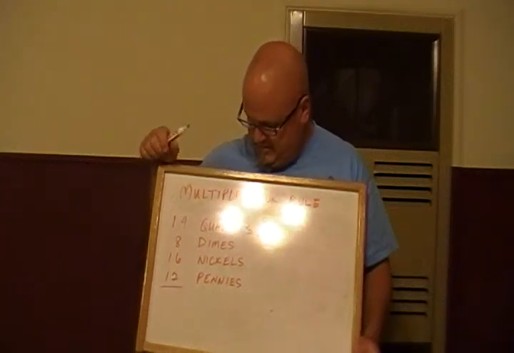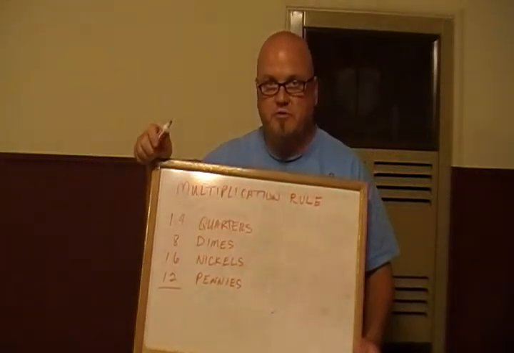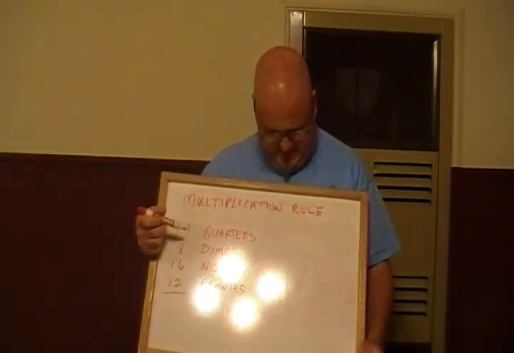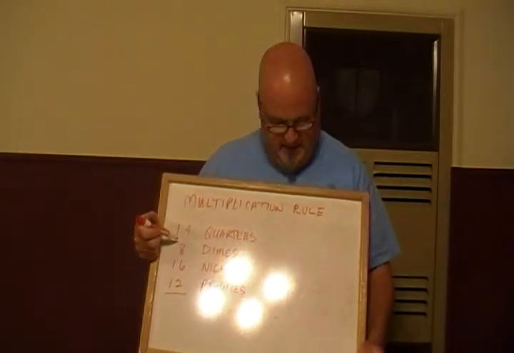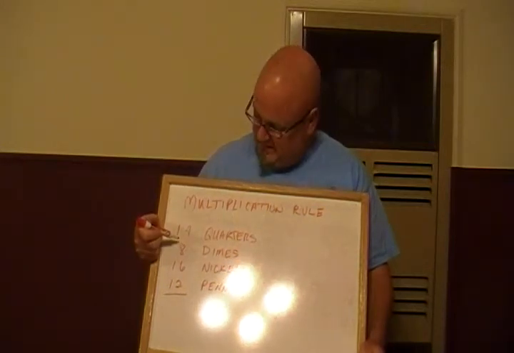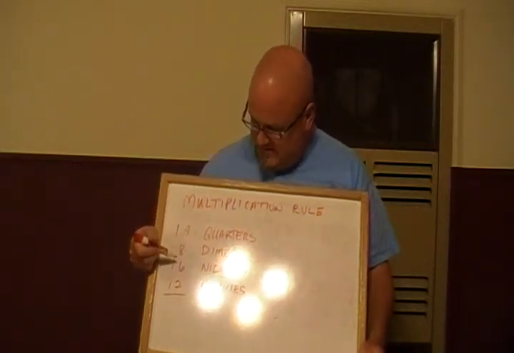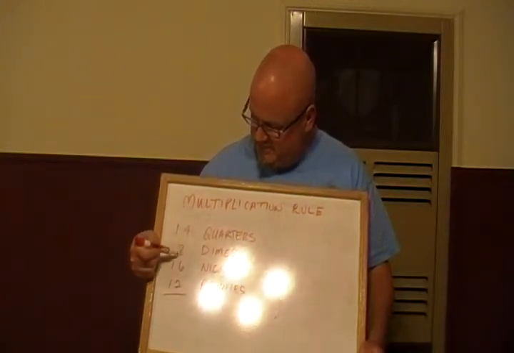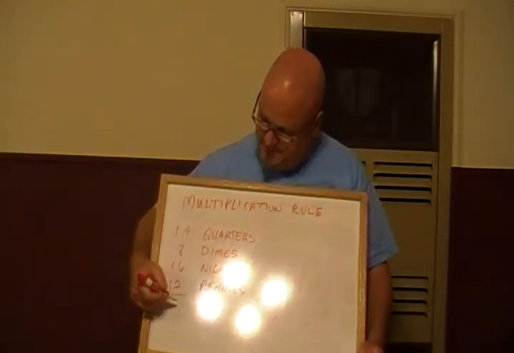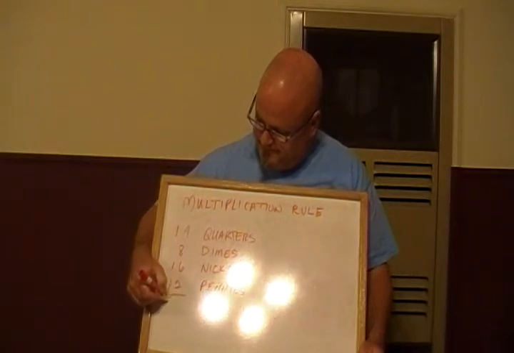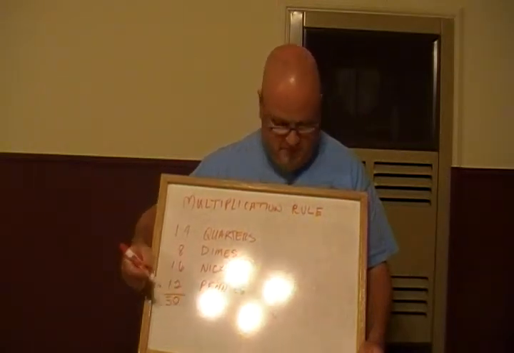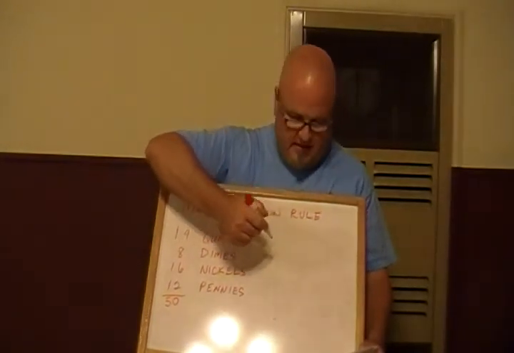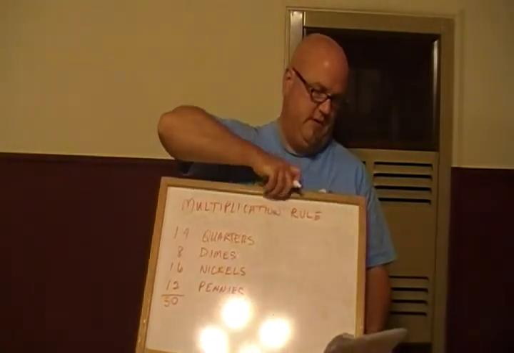Okay, now we're going to talk about the multiplication rules for probability. In this example, we have my son's piggy bank that has 14 quarters, 8 dimes, 16 nickels, 12 pennies, for a total of 50 coins. We're going to pick out consecutive coins, and let me write this down.